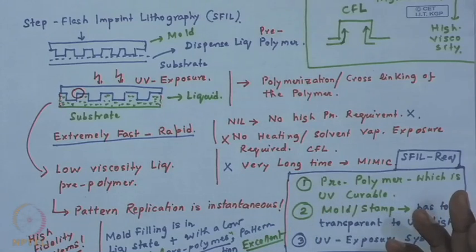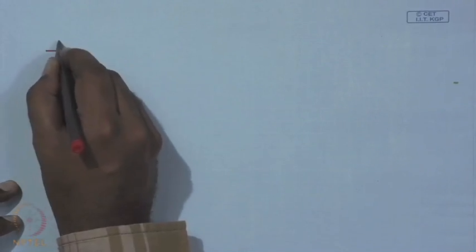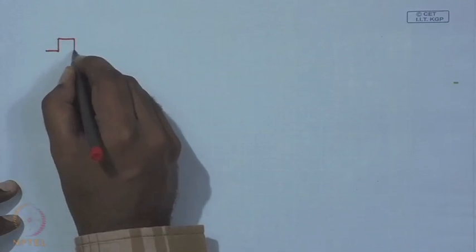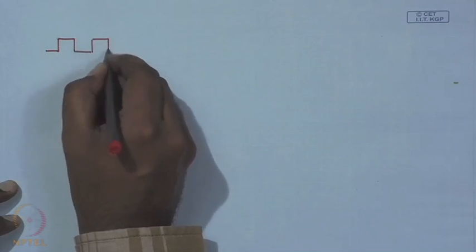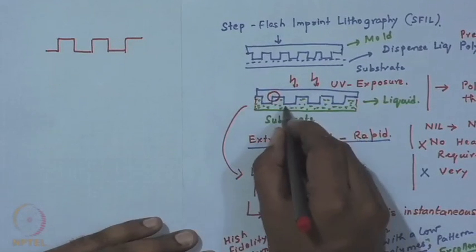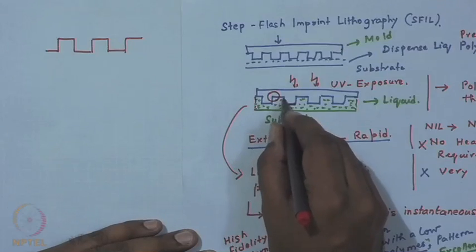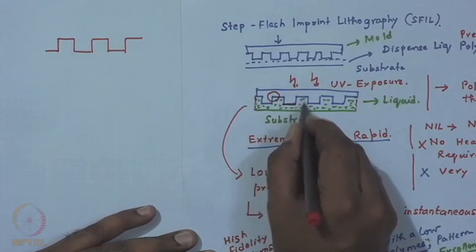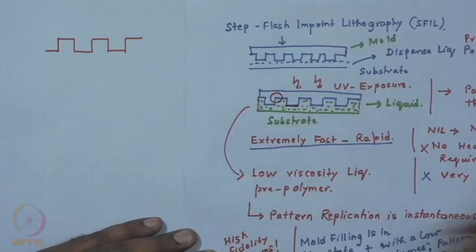Of course, you must understand that SFIL would be leaving behind structures with a remnant layer, because you had dispensed a liquid like this. So, you have a polymer both over the valleys and the protrusions of the patterned layer.